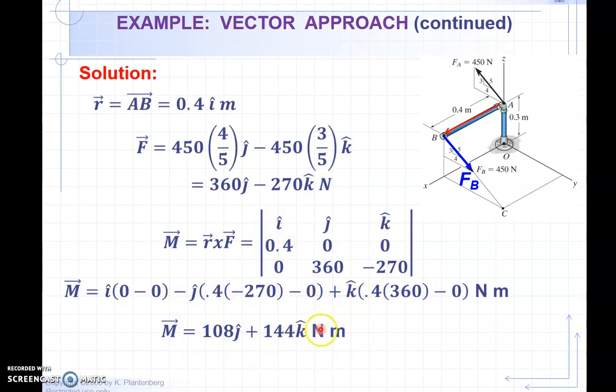Remember, cross out row and column. So you get I minus J plus K: row and column, you get 0 times 270, 0 times 360; row and column, 0.4 times minus 270, 0 times 0; and cross out row and column, 0.4 times 360 minus 0 times 0, and that's what I get when I do those numbers. And so that's a moment perpendicular to that plane.